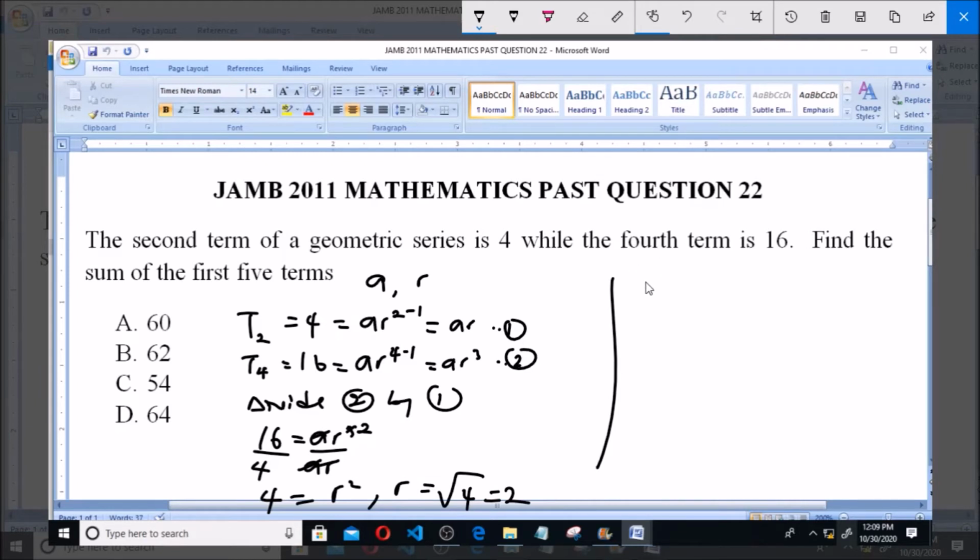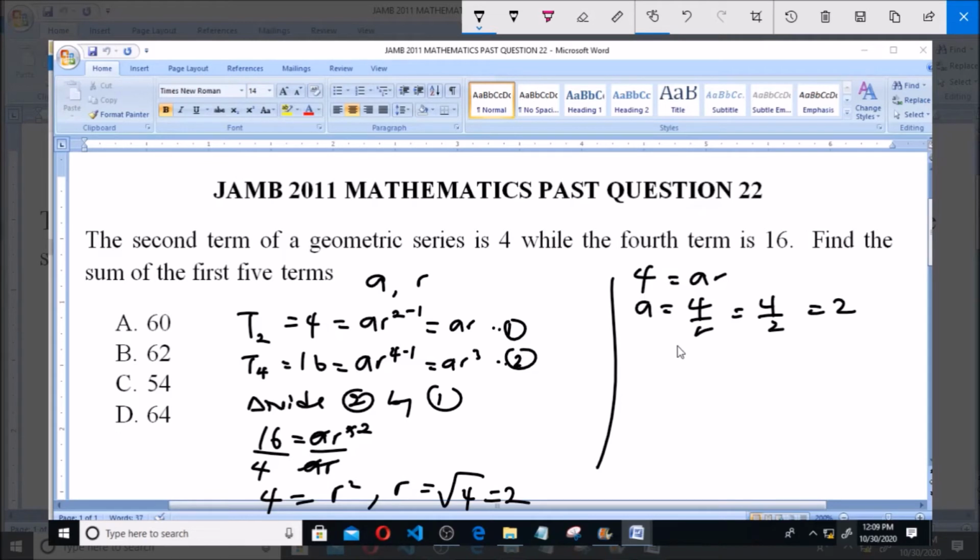Now from equation 1 we have 4 is equal to AR. So from this we can get what? A, since our R is equal to 2. So we can simply say A is equal to what? 4 over R, which is equal to 4 over 2, and that is equal to 2. So A is equal to 2.